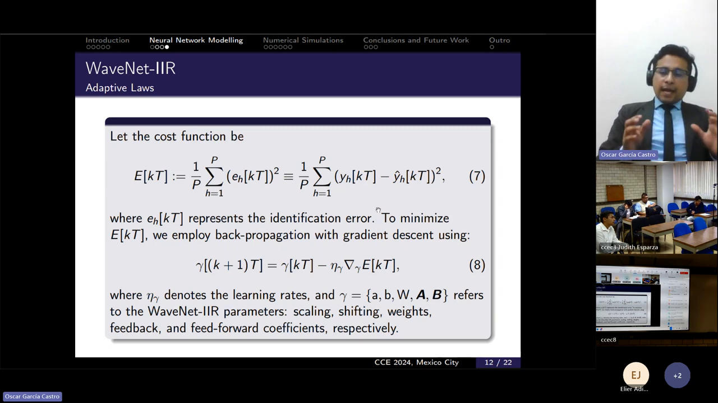All these parameters are adaptable. By minimizing the cost function, defined as the average approximation error, using gradient descent, we derive the adaptation rule for each parameter as specified in equation 8. In this case, each parameter has a specific learning rate that the designer must choose appropriately.